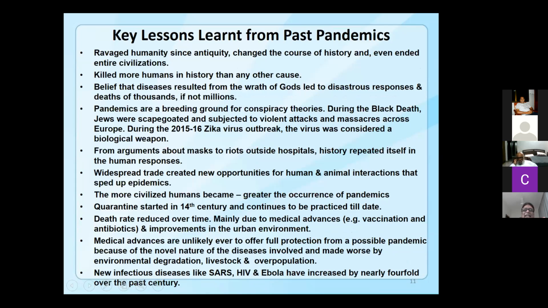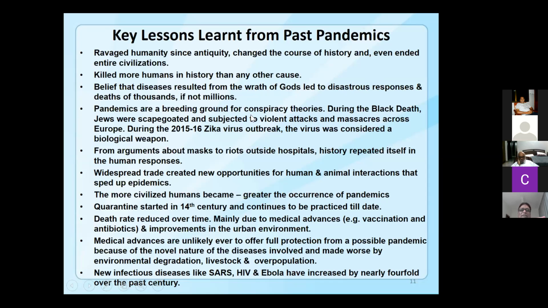Now, some of the key lessons that we learned from the past pandemics. Diseases have ravaged humanity since antiquity, changed the course of history, and even ended entire civilizations. Diseases have killed more humans in history than any other cause. The belief that diseases resulted from the wrath of gods led to disastrous responses and deaths of thousands, if not millions, of human beings.